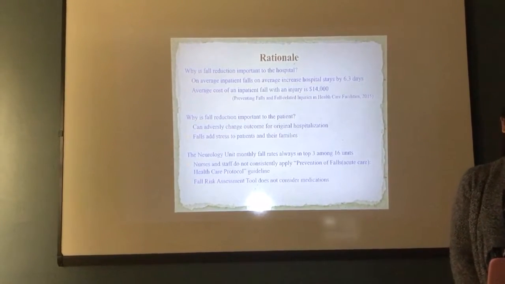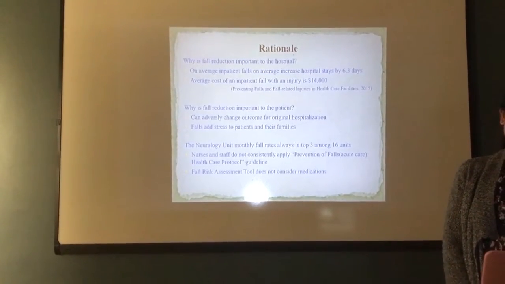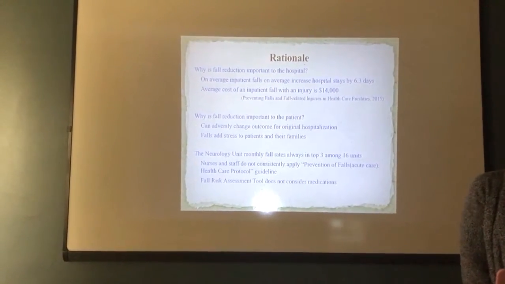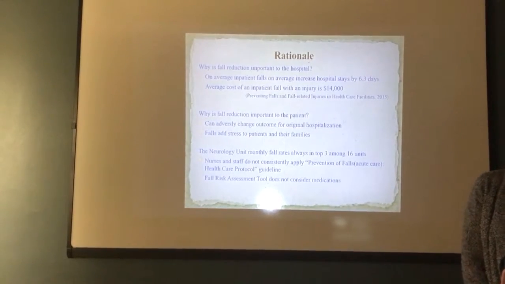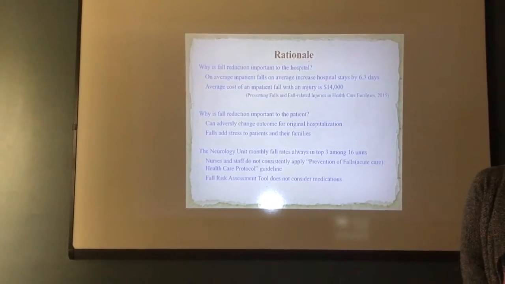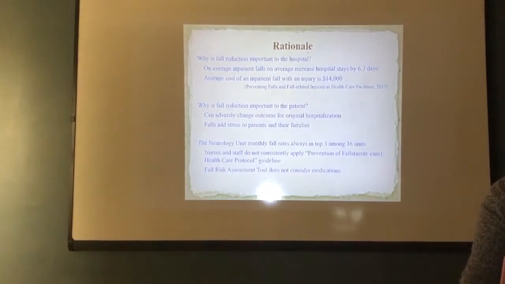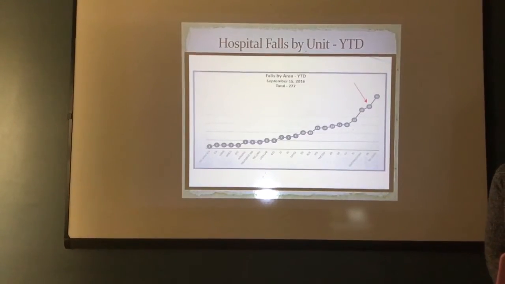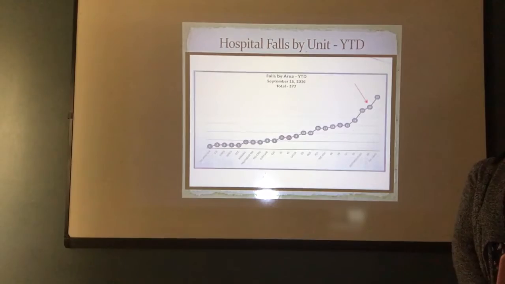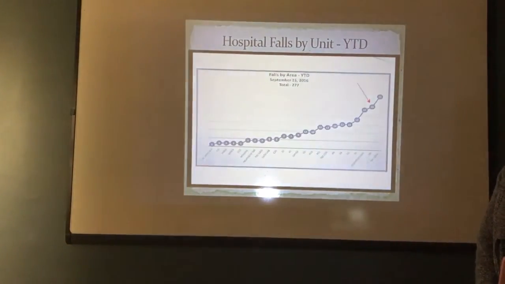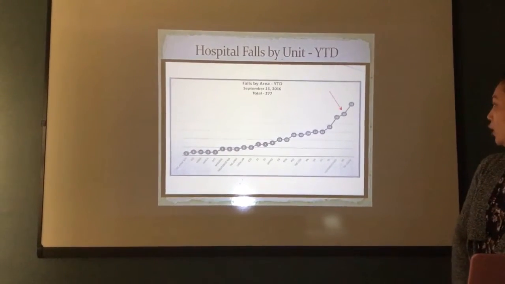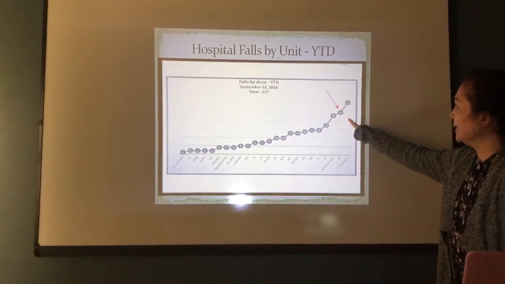The neurology unit monthly fall rates are always in the top 3 among 16 units. Nurses and staff do not consistently apply prevention of falls healthcare protocol guidelines, and the fall risk assessment tool does not consider medications. This slide shows you statistics of falls from January 2016 to September 2016. And from the slide you can see that True North, which is neurology, the fall rate is 26.